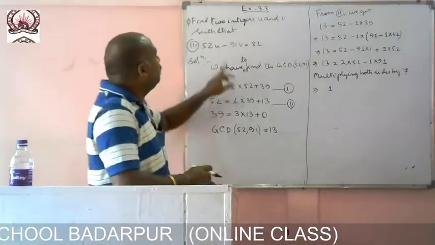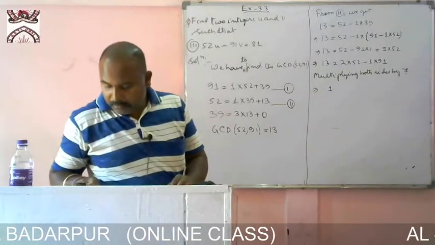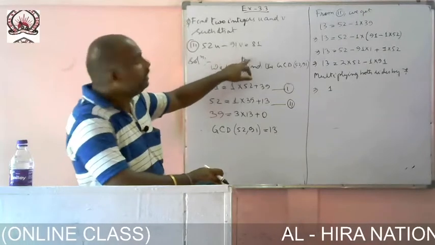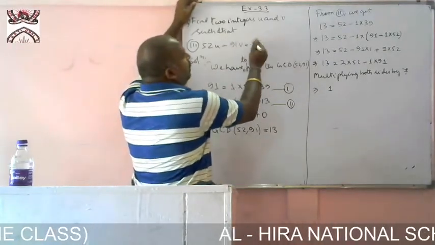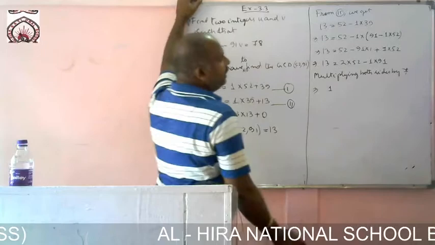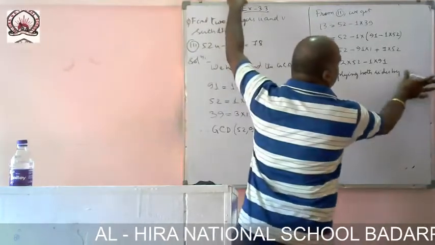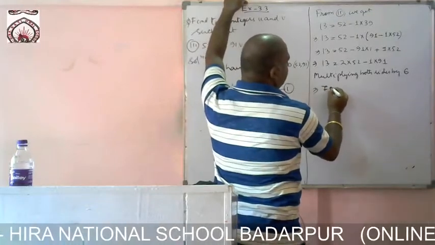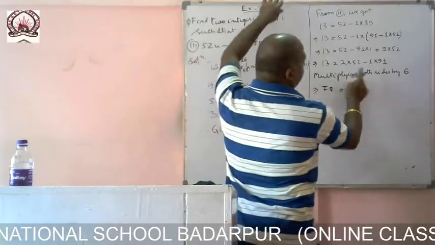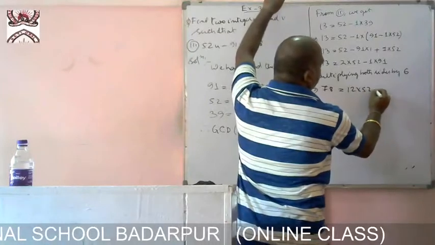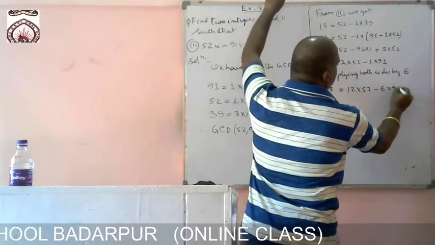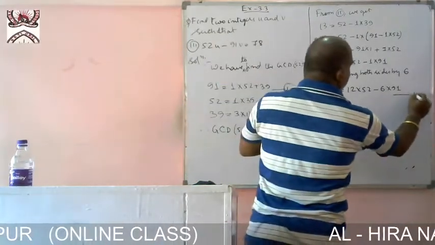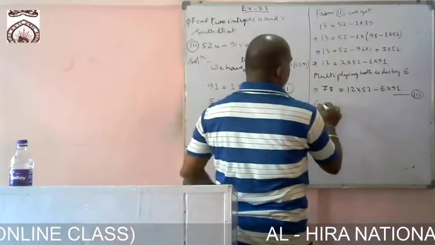Here the number is 52u plus minus 91v equal to this number, which according to the question is 78. So we have to multiply it with 6. Then it becomes 78 into 6, 6 into 12 into 52 minus 6 into 91. Okay. Now if I consider this equation as 3.